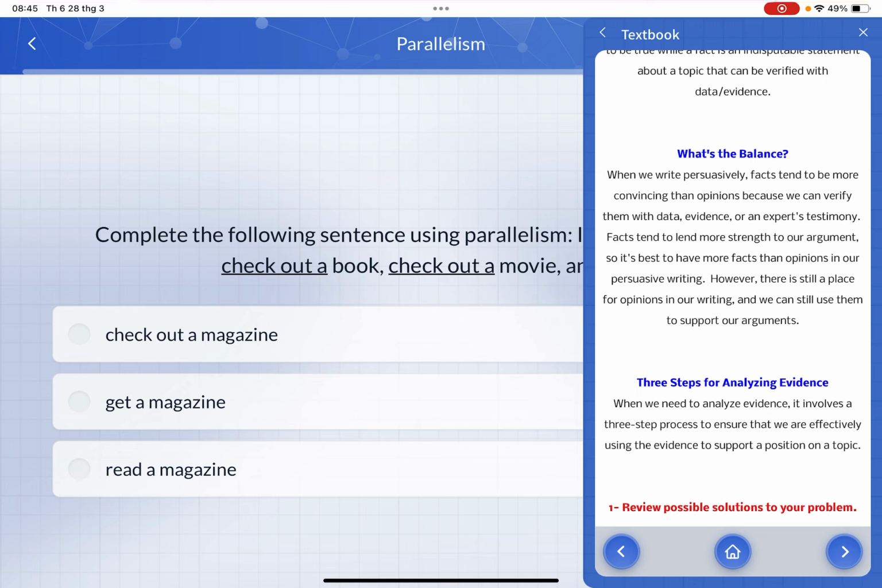However, there is still a place for opinion in our writing, and we can still use it to support our argument. For example, we give our opinion first, and then we give facts to support our opinion.